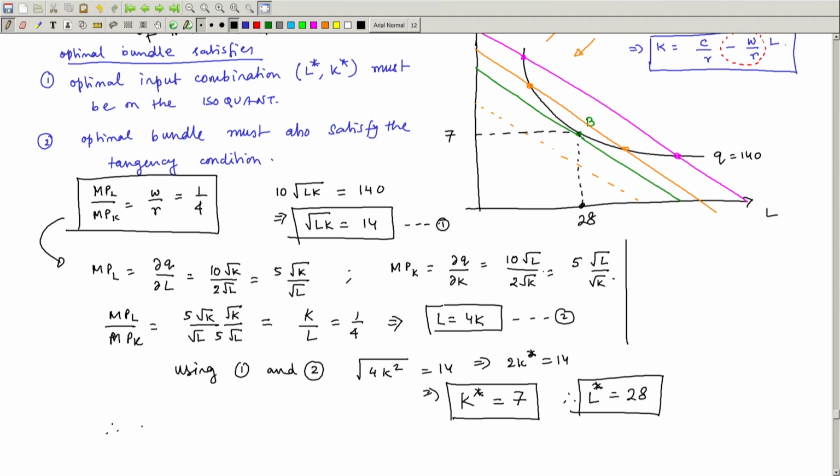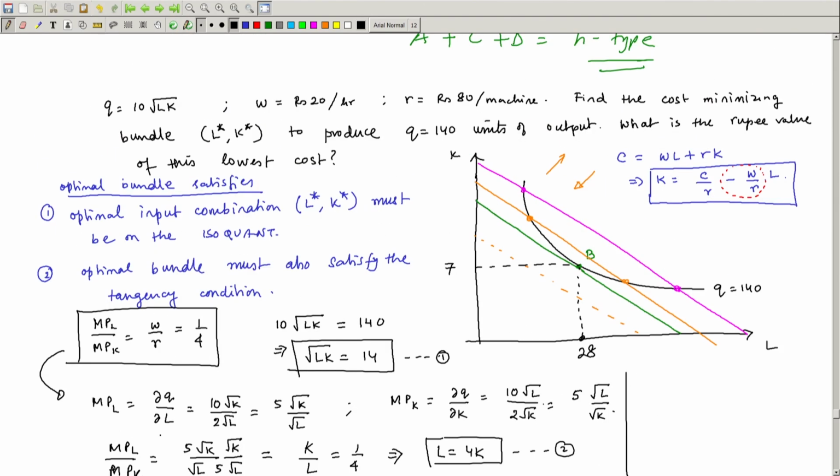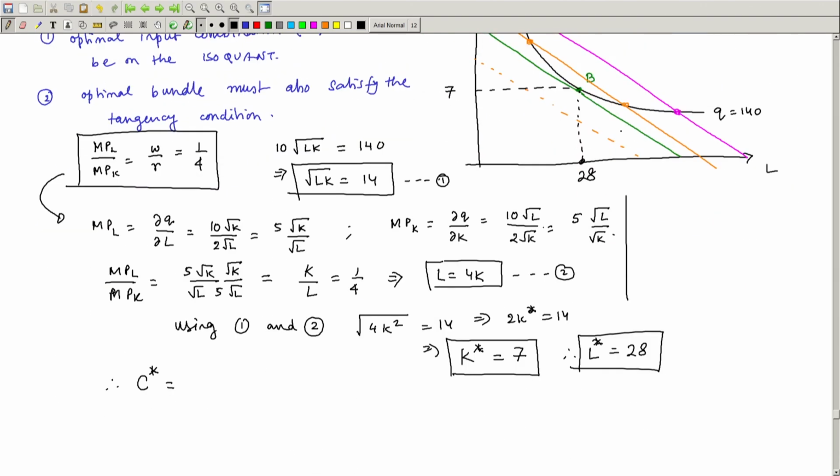Now what is C star? The lowest cost, the rupee value, because we also said that we are interested in finding out the lowest rupee value of the cost. Well, how do I get that? Since the firm is using 28 labor hours, each unit of labor is going to cost 20 rupees per hour. So 28 units is going to cost 20 times 28 rupees. Then I am using 7 machines, each machine is going to cost 80 rupees. So for 7 machines, this is going to be the cost. So I will have 560 plus 560, which is rupees 1120.